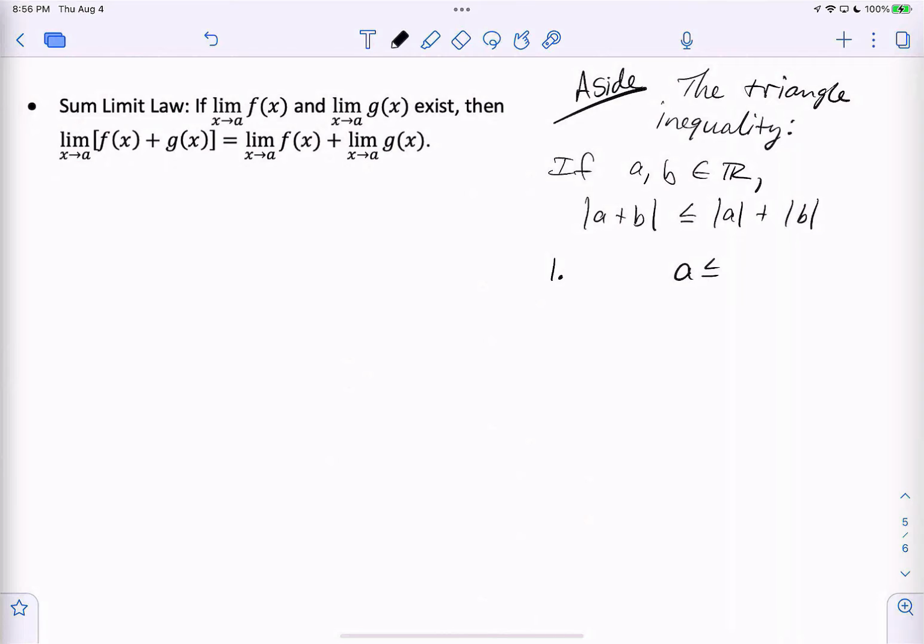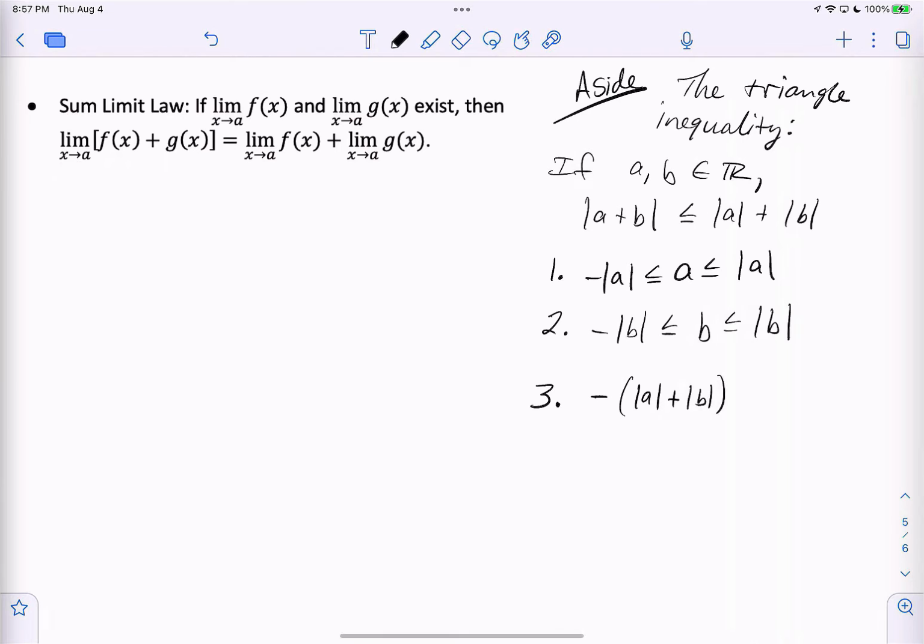a is less than or equal to its own absolute value, and it's greater than or equal to the negative of its own absolute value. And we can say the same thing for b. And we can add the two compound inequalities together. If I factor out the negative on the left-hand side, then I have negative of the absolute value of a plus the absolute value of b is less than or equal to a plus b, which is less than or equal to the absolute value of a plus the absolute value of b.